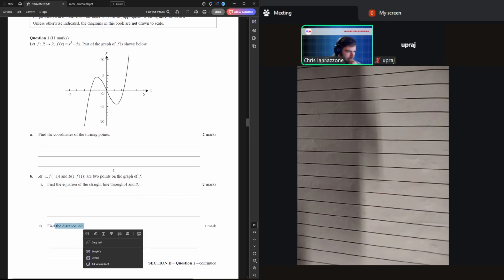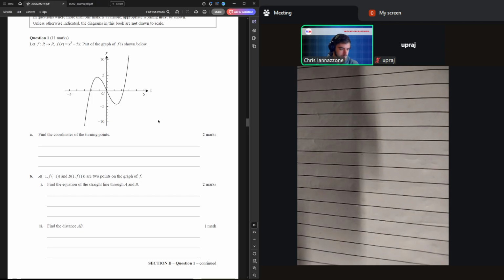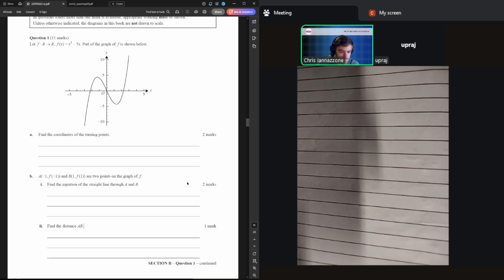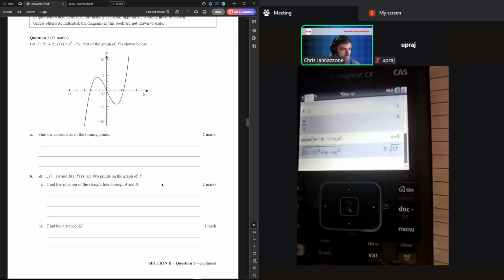Sweet. Next up, the distance between those 2 points. That'll be very chill. Root 68? Yeah, you can go simpler though. 2 root 17? 2 root 17. Yeah. Nice.